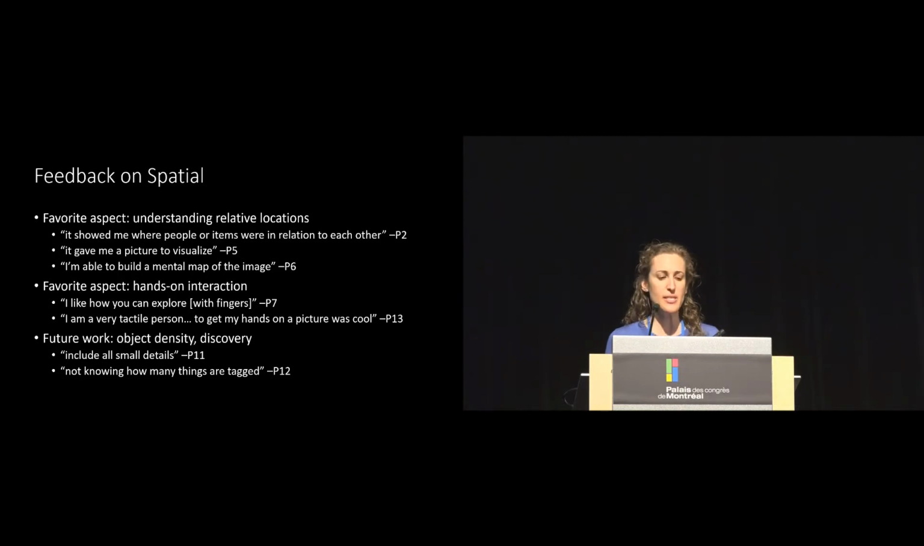In terms of the spatial technique, participants' favorite aspect was understanding the relative locations of objects in the image. So for example, one participant noted that the technique showed me where people or items were in relation to each other. Another felt that it gave them a picture to visualize. And a third said, "I'm able to build a mental map of the image."